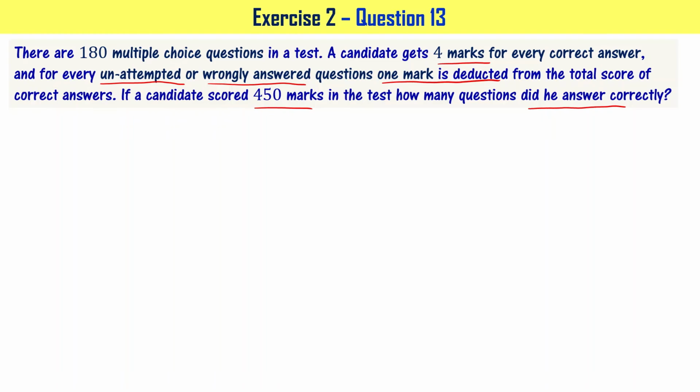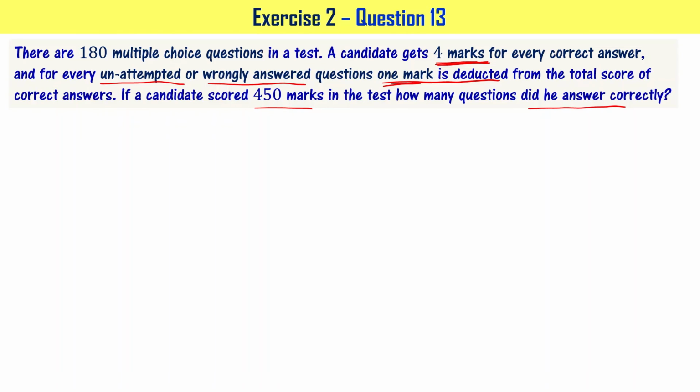There are total 180 questions, right? And for every correct answer, he is going to score 4 marks, right? For every wrong answer or unattempted question, he is going to lose 1 mark, right? For example, he answered, let's say 100 questions correct, then he will be getting 400 marks, right? But 80 questions he has not answered. It means 80 marks have to be deducted from those 400.